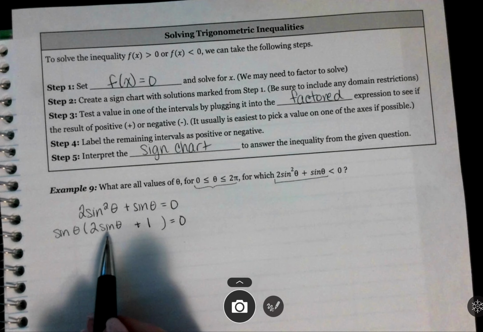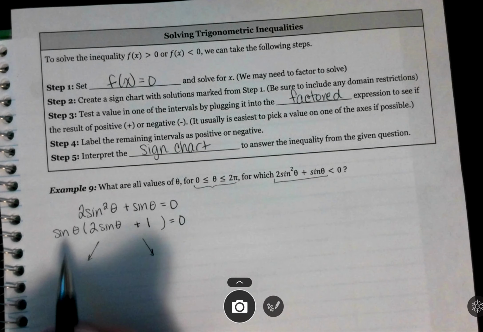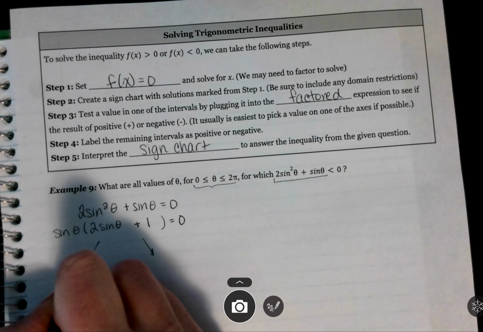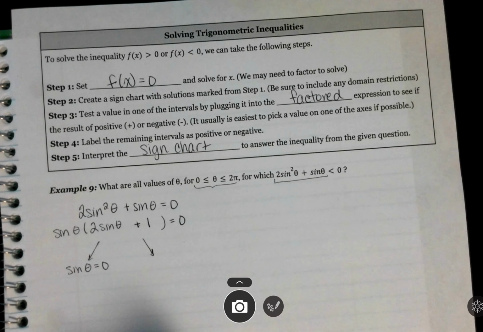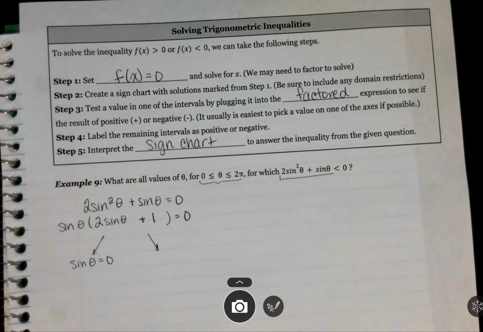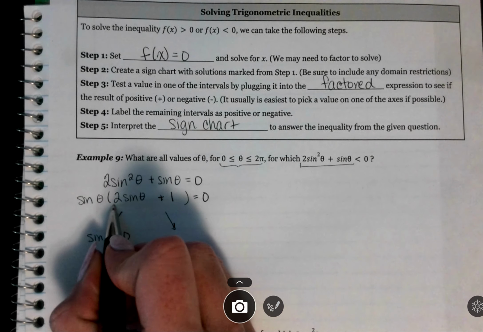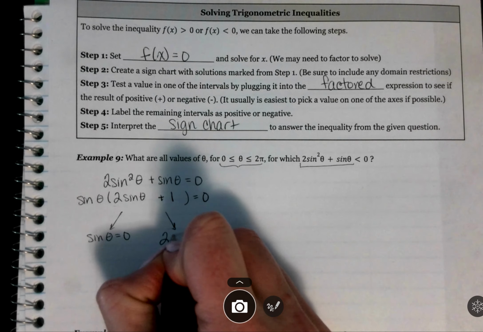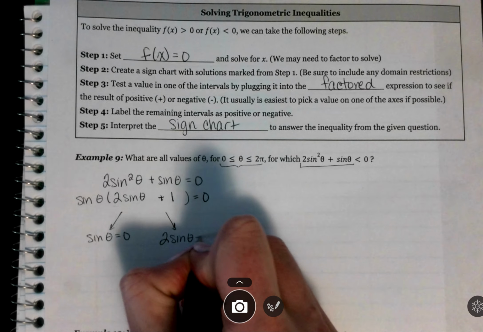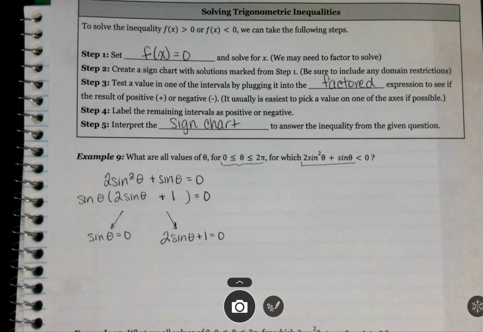Now that I have factored form and it equals 0, I can split this apart into 2 separate equations. This first part here, I'll have sine of theta equals 0, which I can go ahead and solve, but I want to set up my second equation as well. My second equation comes from inside my parentheses, so my other factor. So I have 2 sine of theta plus 1 equals 0.